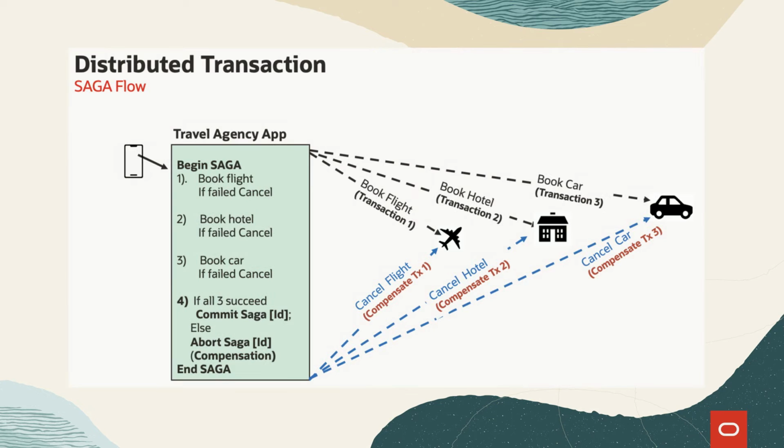This figure shows the saga flow. Let's take an example of a travel agency app. The saga basically contains 4 steps, the first being booking the flight. If it fails, cancel the entire transaction. Second step, book the hotel. Third step, book the car. And the fourth step, if all the above three succeed, then commit saga, else abort the saga.